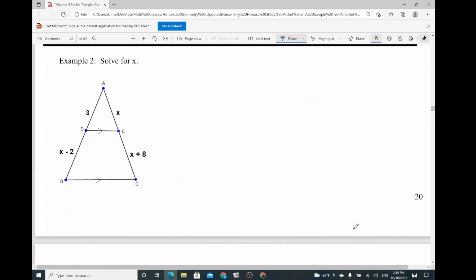So solve for x, similar situation. 3 over x minus 2 equals x over x plus 8. Again, those 2 line segments are parallel, so that means using the Splitter Theorem, Proportionality Theorem. So we got 3 times the quantity of x plus 8 equals x squared minus 2x.